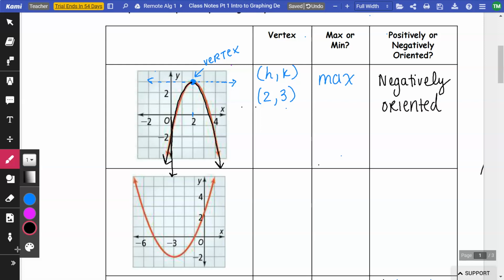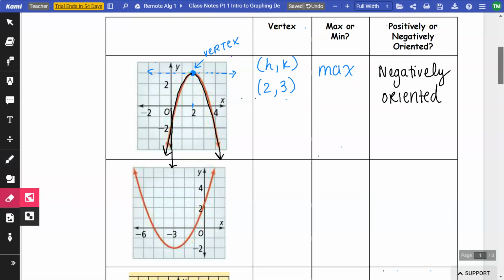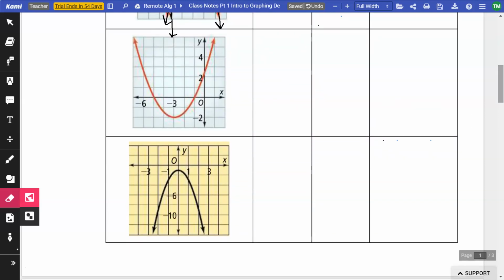So now what I'd like you to do is complete the information for the next two parabolas. As you can see here, we have two more parabolas. Tell me what the vertex is. Tell me if it's a maximum or minimum. Tell me if it's positively or negatively oriented. Pause the video and then press play when you're ready to check your answers.